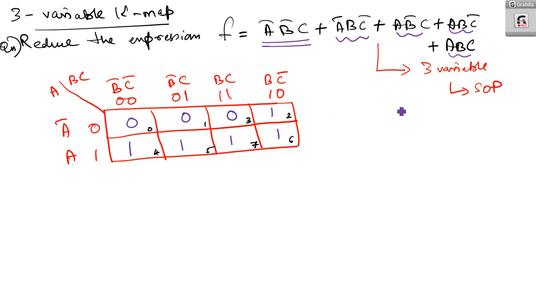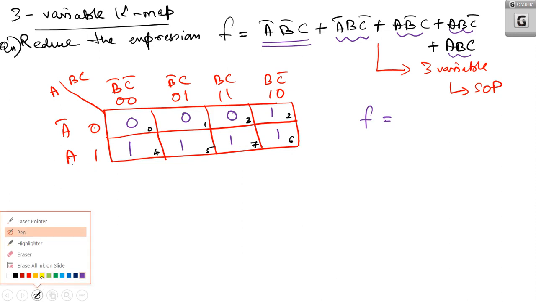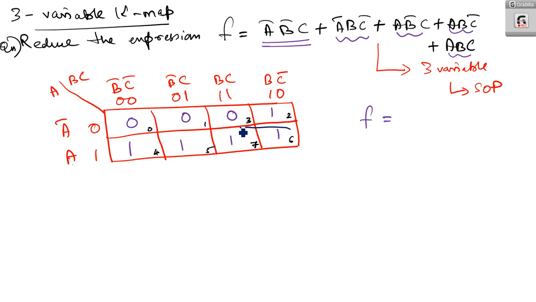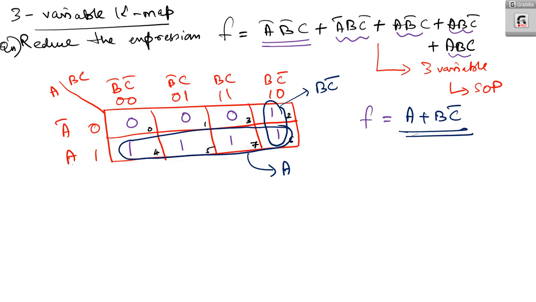Now if you need to get a simplified expression, you can take this row because all are 1, right? So this is known as a quad. You can take the quad expression. If you are taking the quad, you will get A. And you have missed this one, so you can take these two as a pair. If you are taking the pair, you get BC bar. Therefore, the most simplified form of this expression is f is equal to A or BC bar. That is the most simplified form.